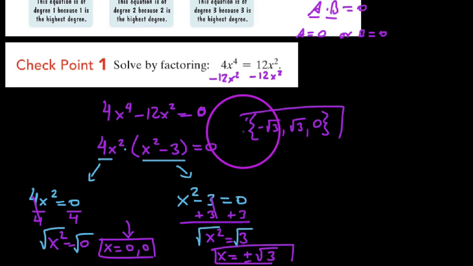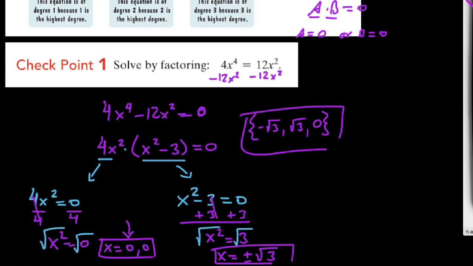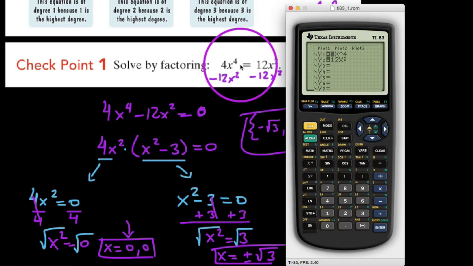Okay. And I also want to point out that we could verify this graphically. So one thing that I've done here is I've taken both sides of this equation, 4x to the fourth, and I put that in as y1 in my calculator.